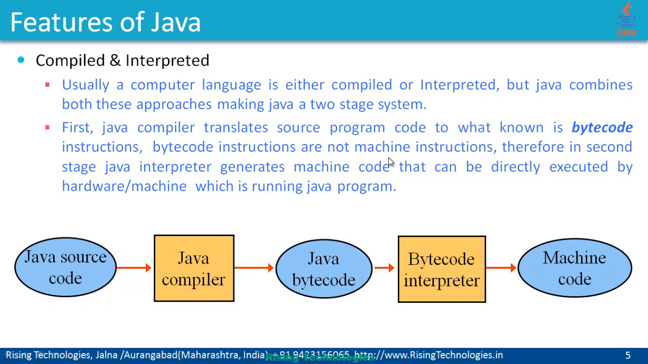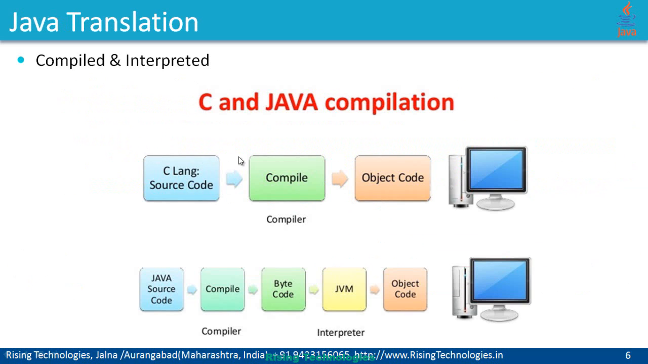Bytecode instructions are actually machine instructions. Therefore, in the second stage, the Java interpreter generates machine code that can be directly executed by the hardware or underlying machine which is running your Java program. That means this is the Java bytecode, and this Java bytecode will be translated via this bytecode interpreter into the respective machine language. Okay, so you can clearly differentiate between Java and other language translation.